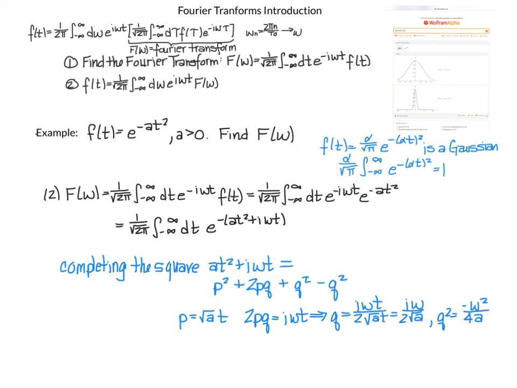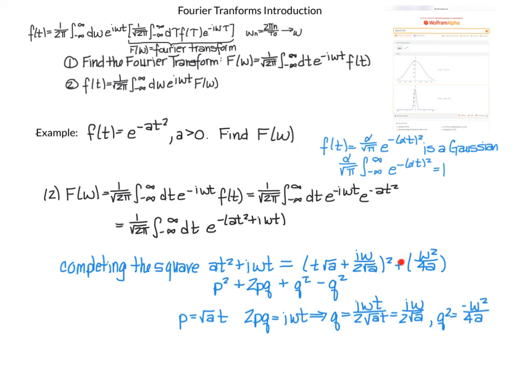I'm going to say that p squared is equal to a t squared, which means p is equal to square root of a times t. I'm going to say that this i omega t is going to be my 2pq term, which means that q is going to be i omega t divided by 2p, which is i omega t divided by 2 times square root of a t, because I have p solved for over here, which means that q is equal to, I cancel out my t's, i omega over 2 square root of a, which means my q squared term then, my i squared gives me a negative, and then I have my omega squared over 4a.